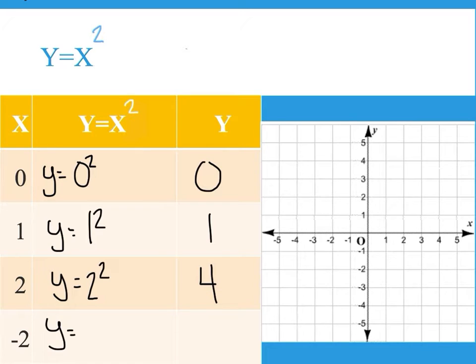And here we have negative 2 squared. Negative 2 times negative 2 is also 4. So you'll see here, if we graph these ordered pairs at 0, 0, 1, 1, 2, 4, and negative 2, 4, and fill in everything in between, we end up with what we'll call a parabola. Alright? So that's how we would graph that function. You can see if we filled in x equals negative 1, it'd be negative 1, 1. So that's how we fill these out.